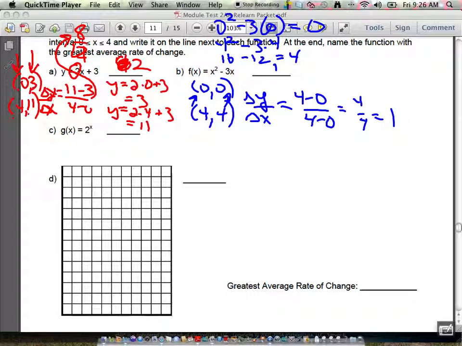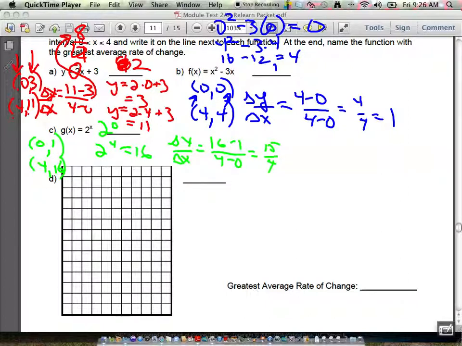Next, g of x equals 2 to the x. Again, plug in a 0, again, plug in a 4. Plugging in a 0, I get 2 to the 0, well, anything to the 0 other than 0 itself is 1. And if I plug in a 4, I get 2 to the 4th, and that's going to be 16. So now, change in y over change in x, and I'm going to get 16 minus 1 over 4 minus 0, which is 15 over 4, and you can leave the answer exactly as that, 15 over 4, or you can make it 3 3/4 if you want, but not necessary, and particularly when it comes to rate of change or slope, we tend to think of things as a fraction anyway.